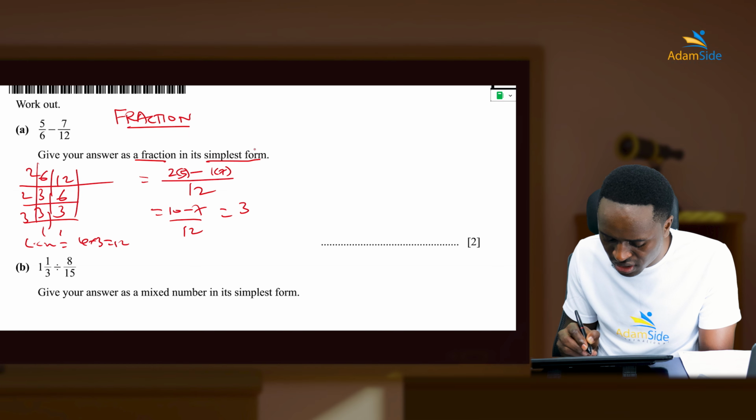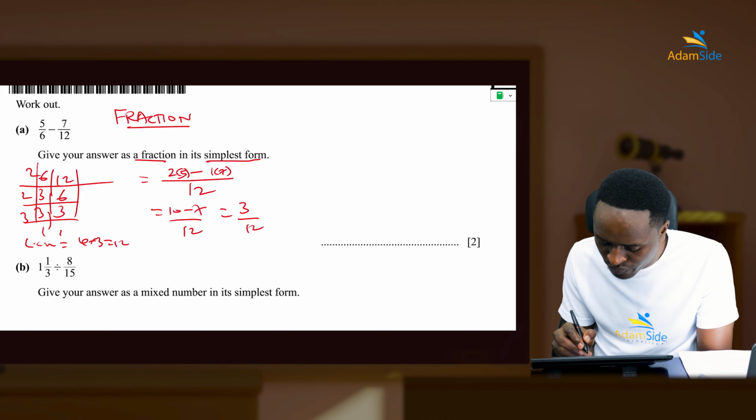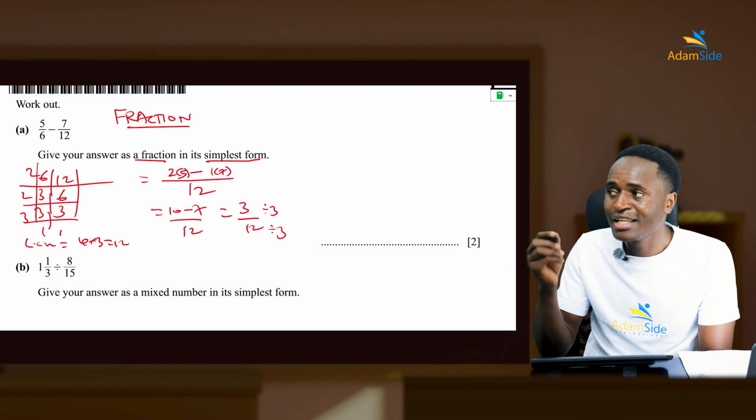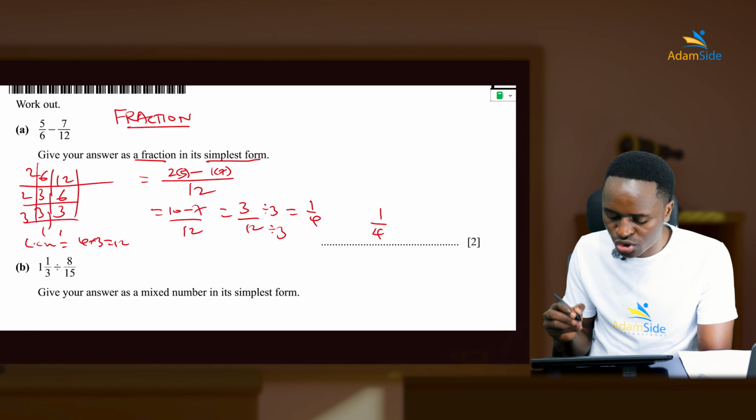It's simple. 3 out of 12. They say in simplest form, divide by 3, divide by 3. Both sides, divide by 3, divide by 3. Divide by 3 in the numerator, divide by 3 in the denominator. You end up getting 1 over 4. Show them that you understand.